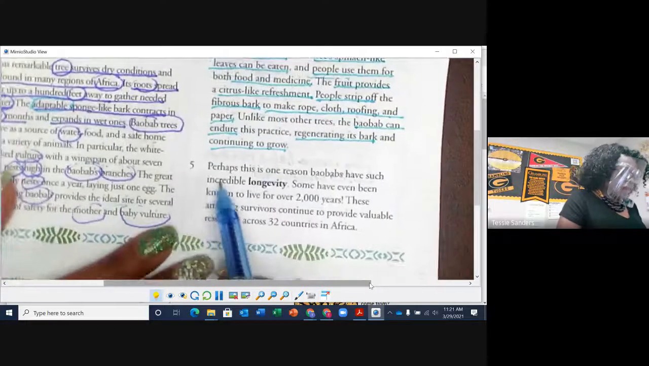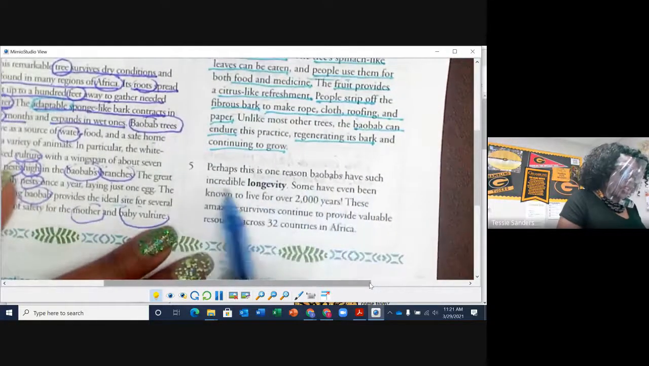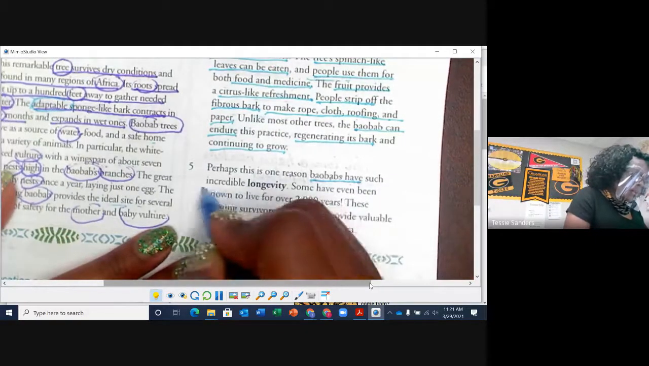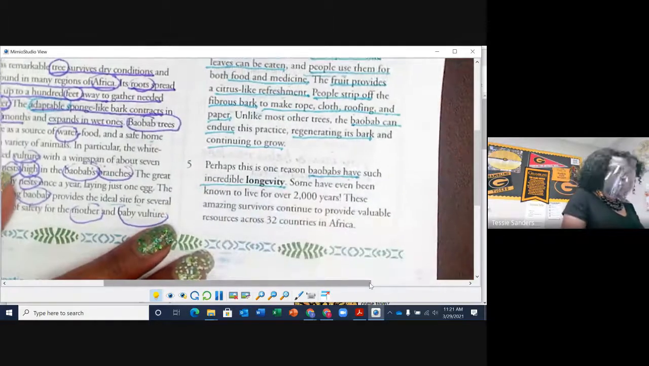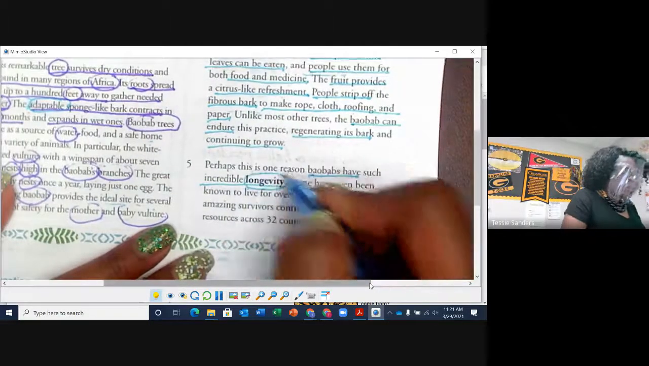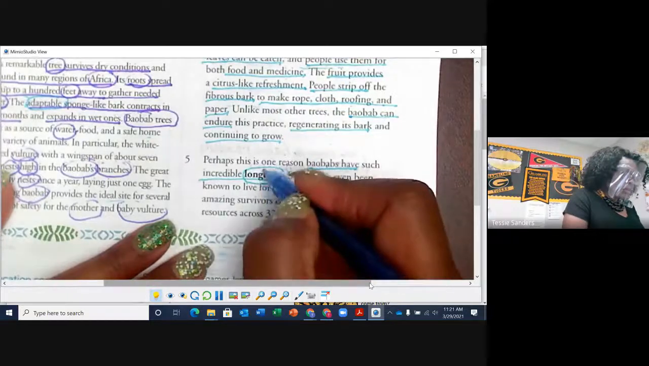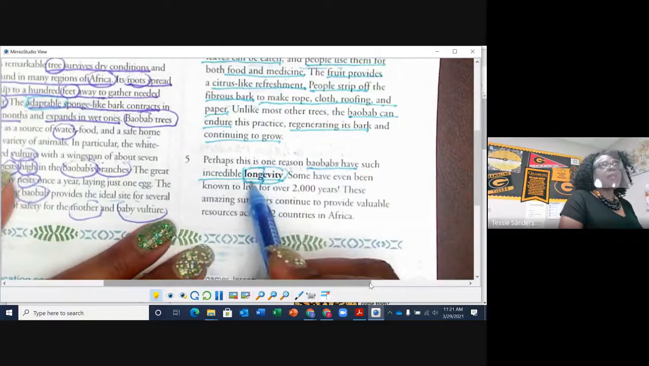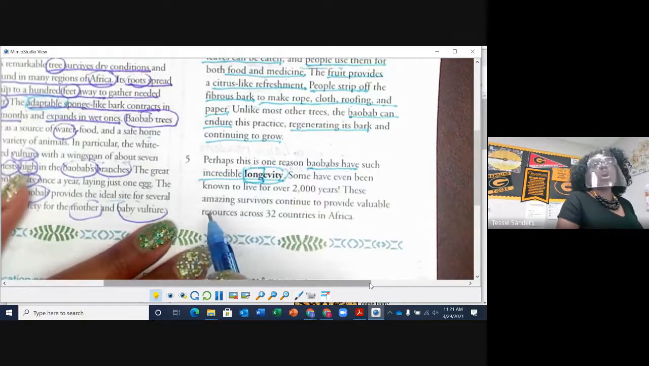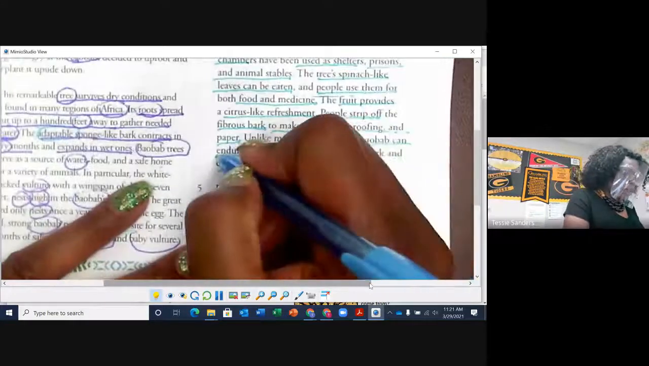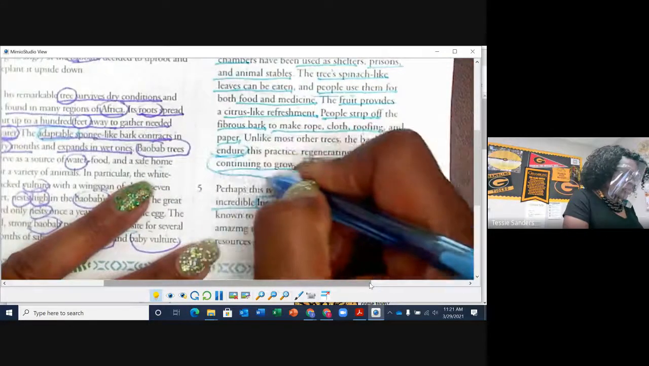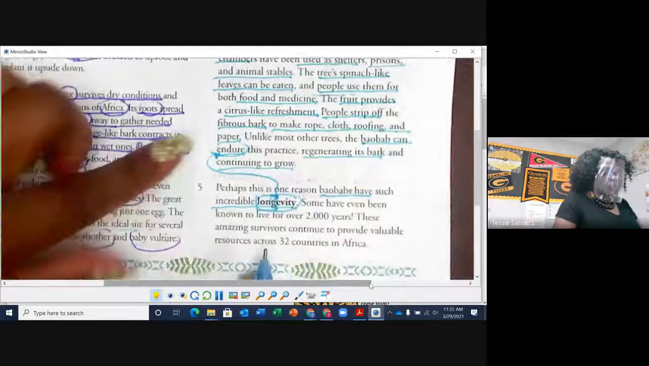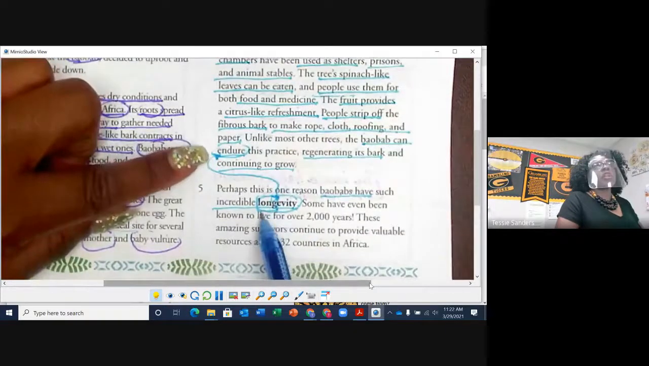Paragraph 5. Perhaps this is one reason Balboas have such incredible longevity. Circle the word longevity. Clue. Put a box around its prefix, long. That will help you figure out longevity. Draw an arrow from longevity to endure or from endure to longevity. These two words have an association with one another.